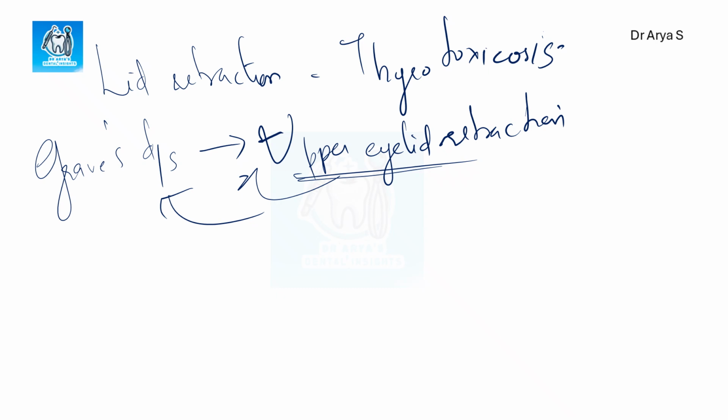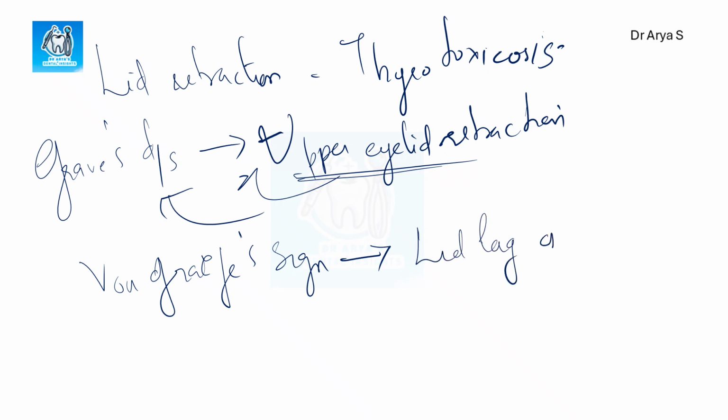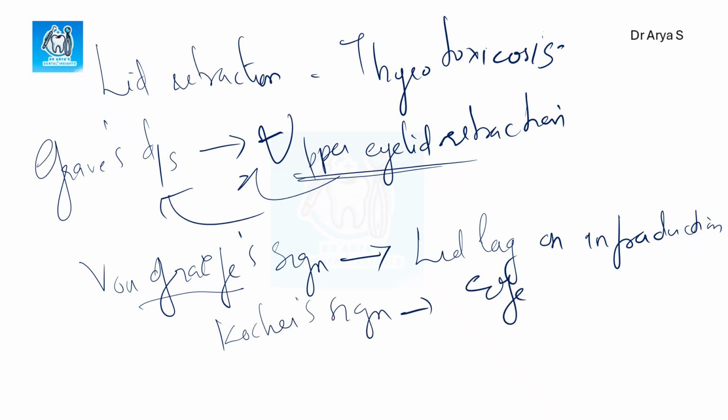And what is von Graefe sign? Von Graefe sign is lid lag on infraduction. That means rotation of the eye around its horizontal axis so that it looks downward. This is known as von Graefe sign. And what is Cocker sign? Cocker sign is eye globe lag on supraduction. Okay, that is Cocker sign.